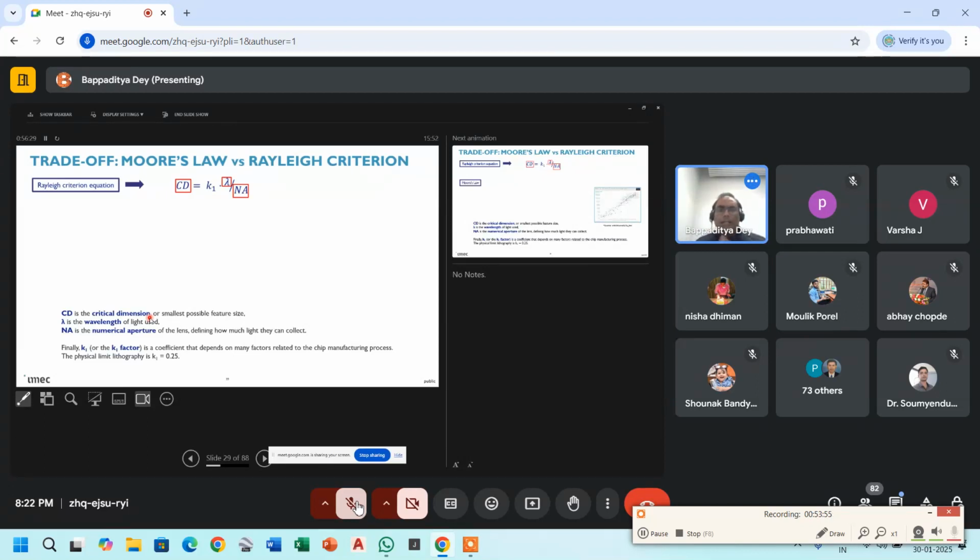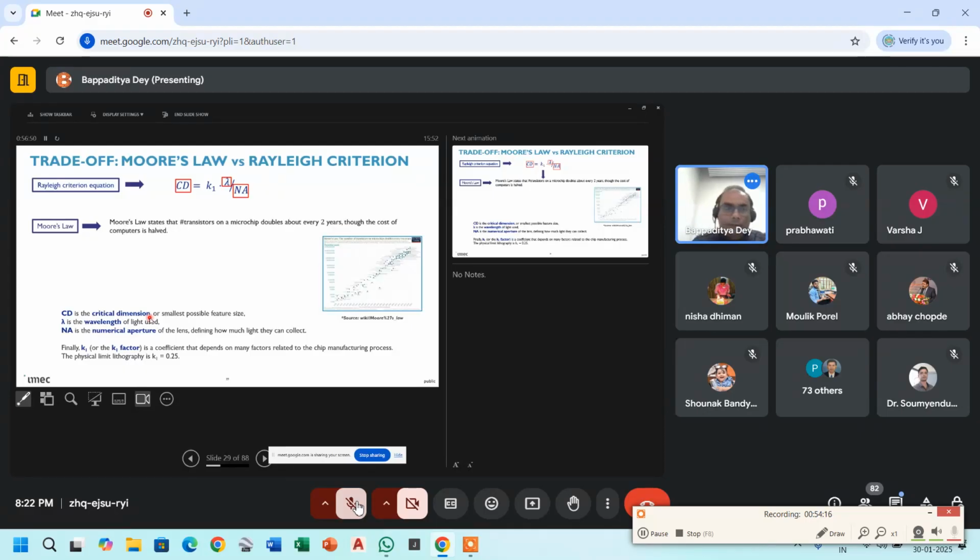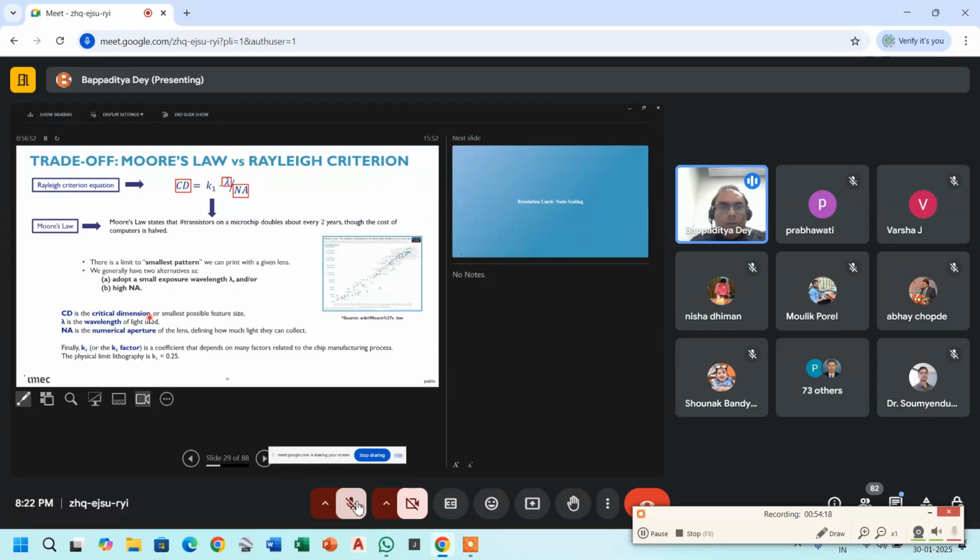K1 is a factor that generally has very few values: 0.22, 0.25, 0.27, and so on. So whatever feature you are going to print is given by only these three variables, K1, lambda, and NA. And that is what is driving Moore's law, and it is going to drive Moore's law in the upcoming years. Okay. So now, what is the problem?